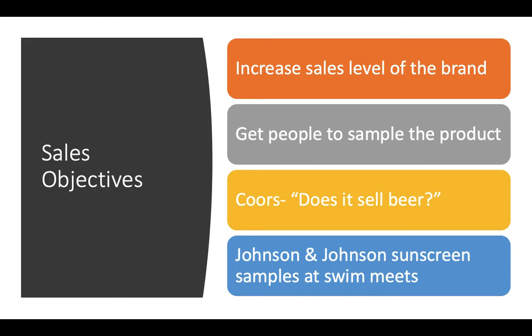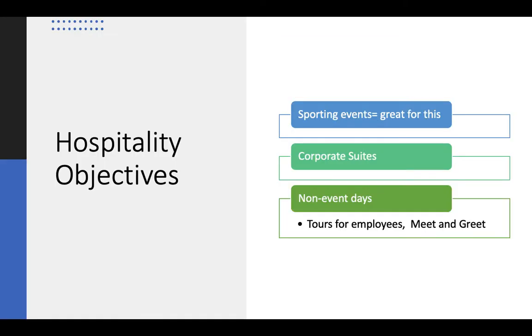In terms of sampling the product, the textbook talks about how Johnson & Johnson provided sunscreen samples at 2,000 youth swim meets. This allowed people to sample the product on site and hopefully purchase it in the future.